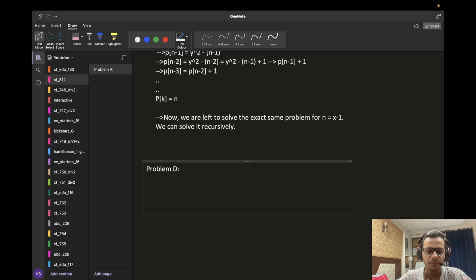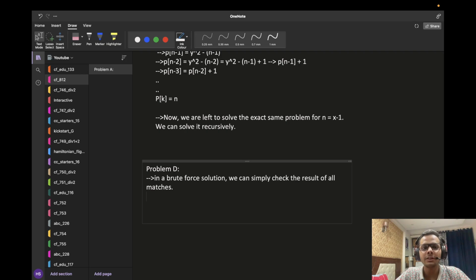Okay, so one thing is that in a brute force solution, we can simply check the result of all the matches, right? If we check the result of all matches, obviously we will be able to figure out who is the winner. But the problem is, what is the number of matches? Since there are 2 raised to the power n players, the number of matches is going to be 2 raised to the power n minus 1.